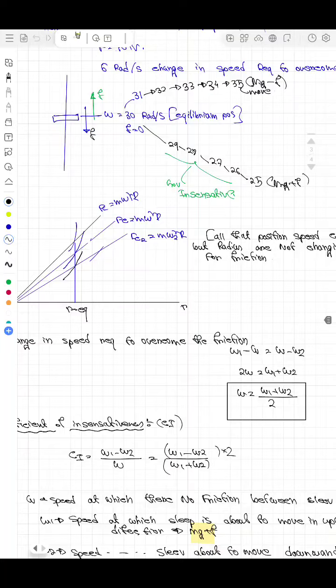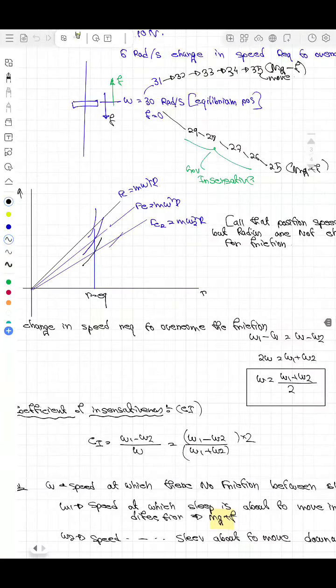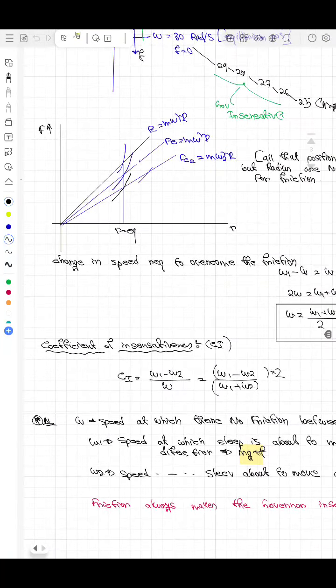From there we are saying the mean speed is (omega1 plus omega2) by 2. Coefficient of insensitiveness is CI equal to (omega1 minus omega2) upon omega. And from there we get omega1 minus omega2 by omega. That is the simple thing you can see.